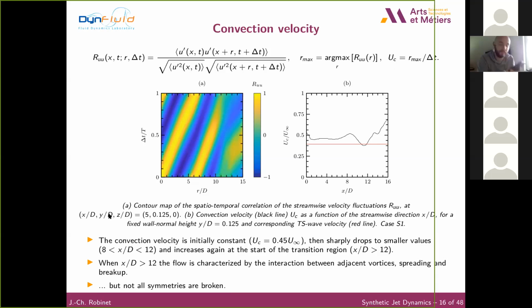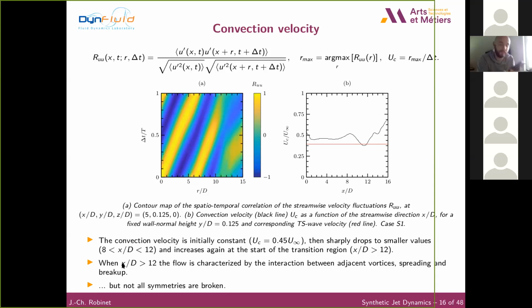As you can see, in fact, the convective velocity is initially constant. It's closer to 0.45, and sharply drops in the near field, and after that increases when the transition has started.